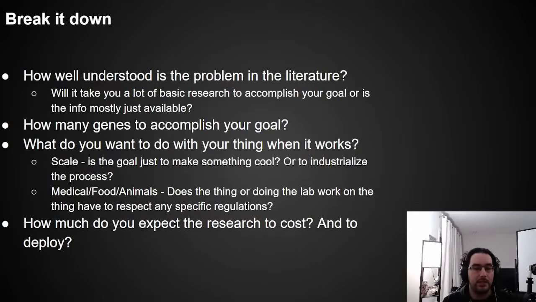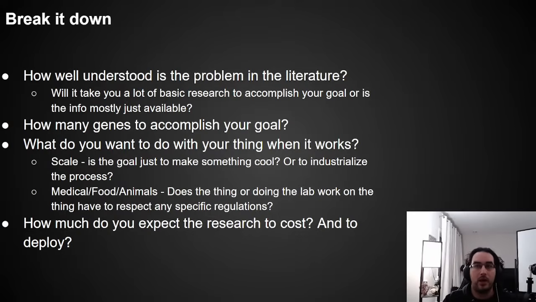The other thing to keep in mind is, is it medical, food, or an animal? Often, and in fact, almost always, those things come with enormous amounts of legislation that you have to contend with if you want to commercialize your thing. This is why you can't buy the glowing plants yet. There are laws in place that prevent you from doing that.